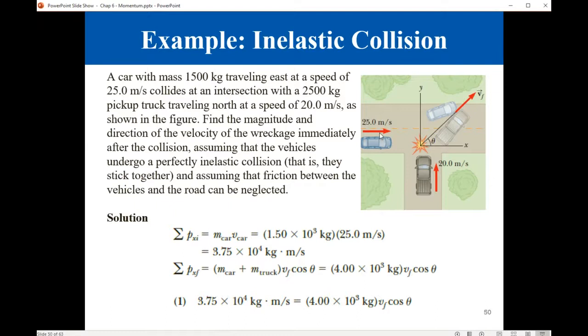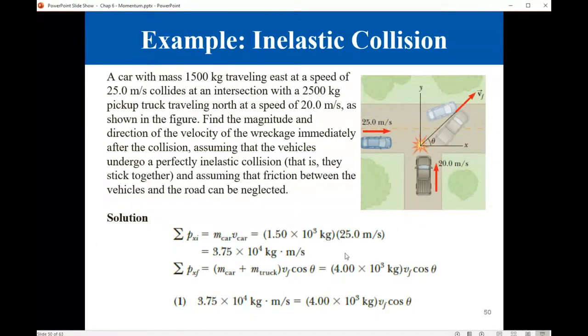So along x, originally we have just this vehicle, so it is mass multiplied by velocity. That is before collision. After collision, you have the two masses together multiplied by the velocity v final multiplied by cosine theta to get the x component. So we have this equation. This is for x initial, this is for x final. So we have two unknowns, the final velocity and theta.